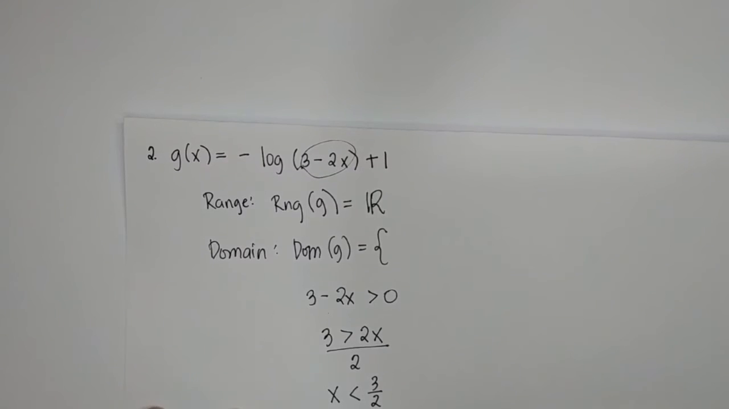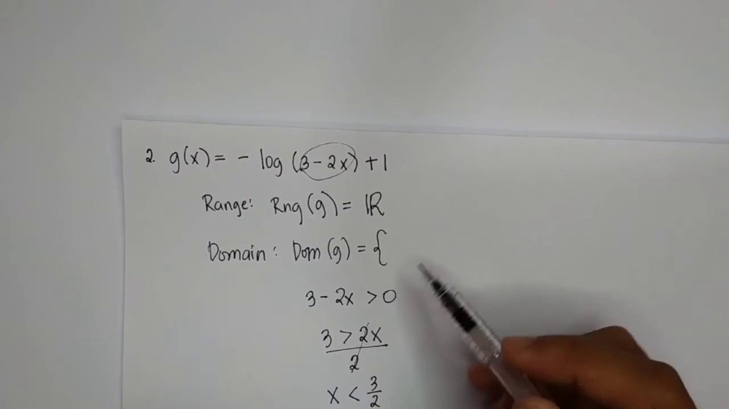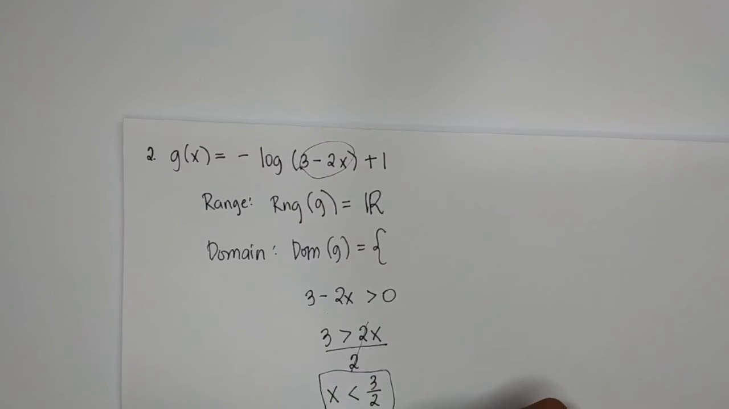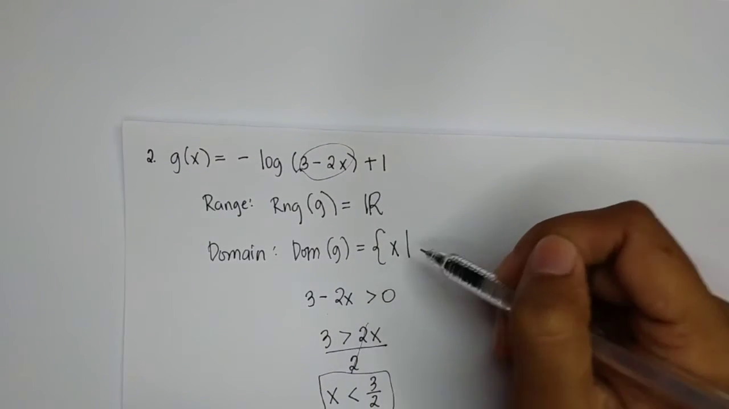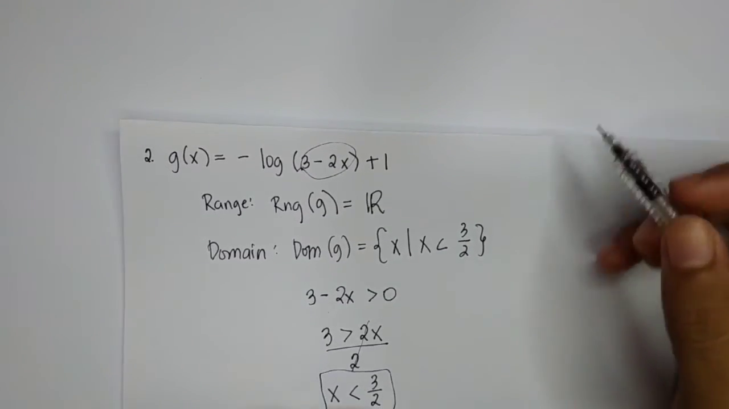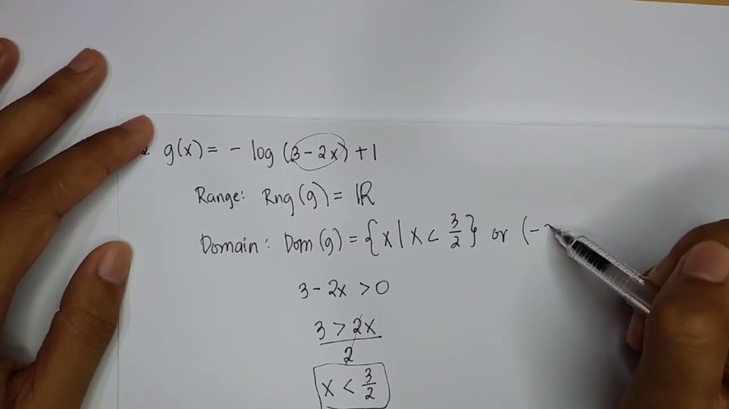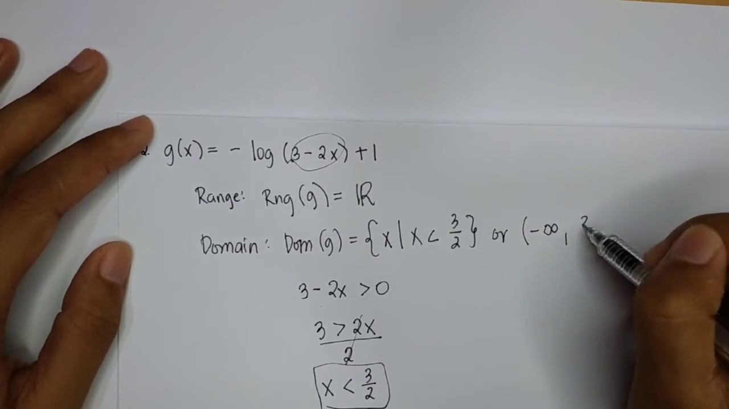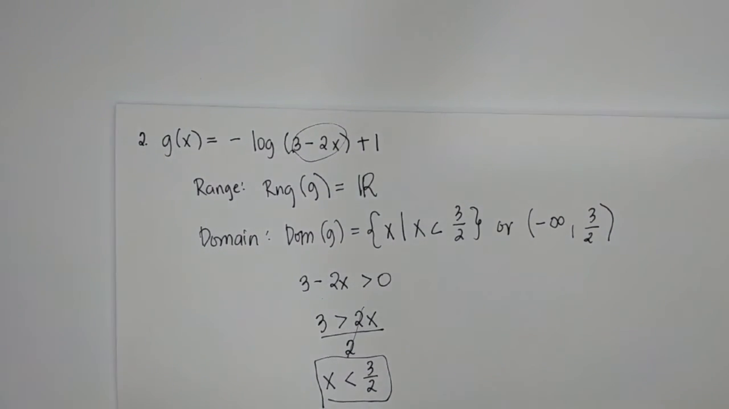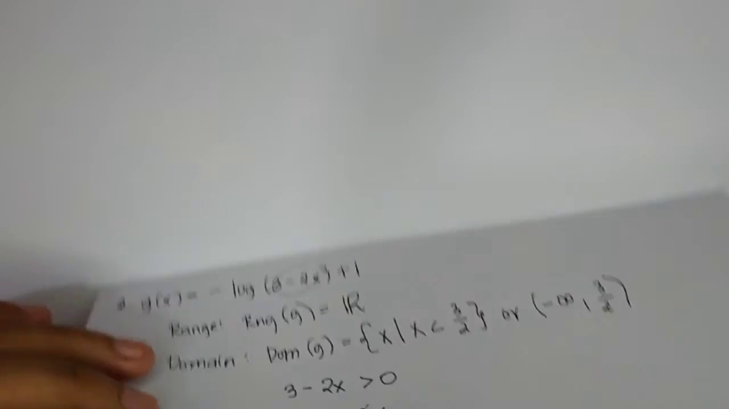Yan yung magiging domain natin. Since mawala na itong 2 dito, so yung matira na lang is x less than 3 halves. Since less than man siya, that can be the set of all x such that x is less than 3 halves, or it can be written as from negative infinity going to 3 halves. Yan yung magiging domain natin. Okay? Nakuha ba?